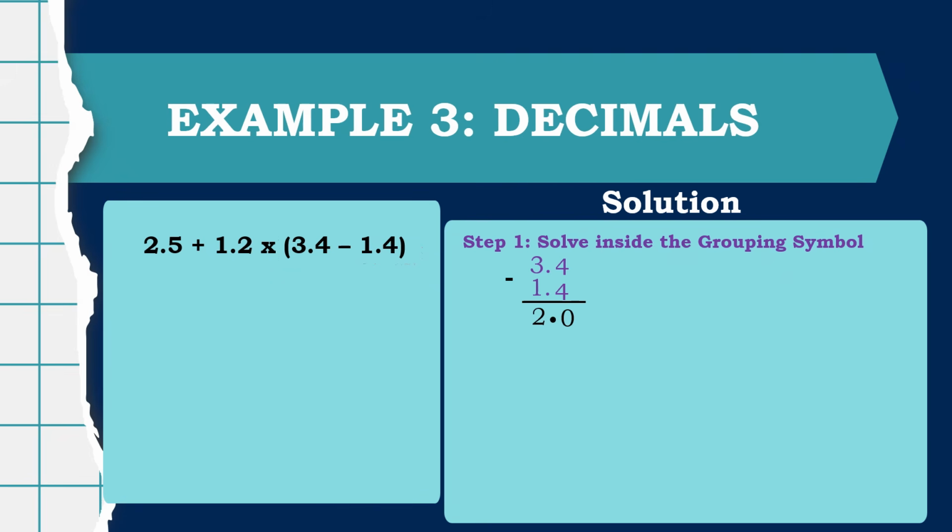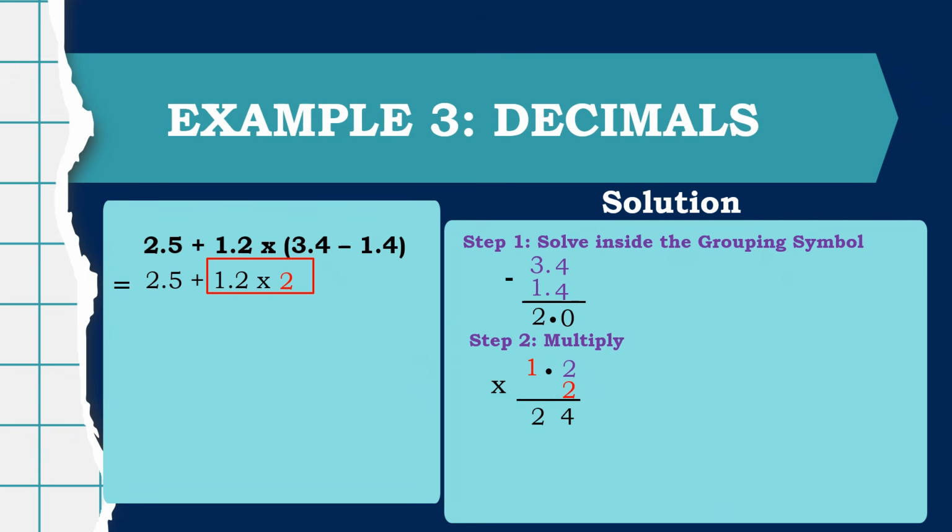And our answer for step 1 is equal to 2. What will be our step 2? Alright, we're going to multiply 1 and 2/10 times 2. So in multiplying decimals, multiply as if multiplying whole numbers. So 2 times 2 is equal to 4. 2 times 1 is equal to 2.